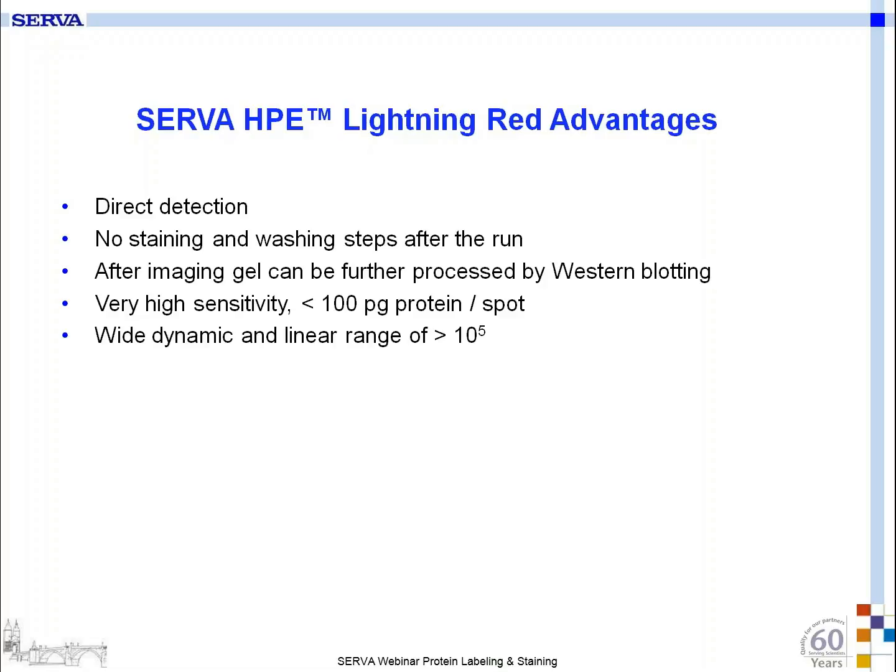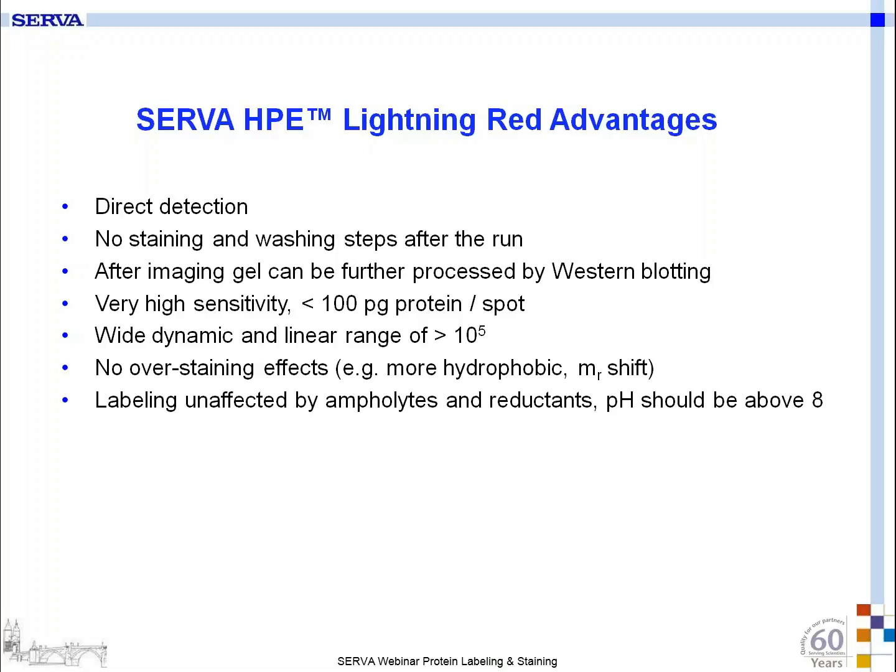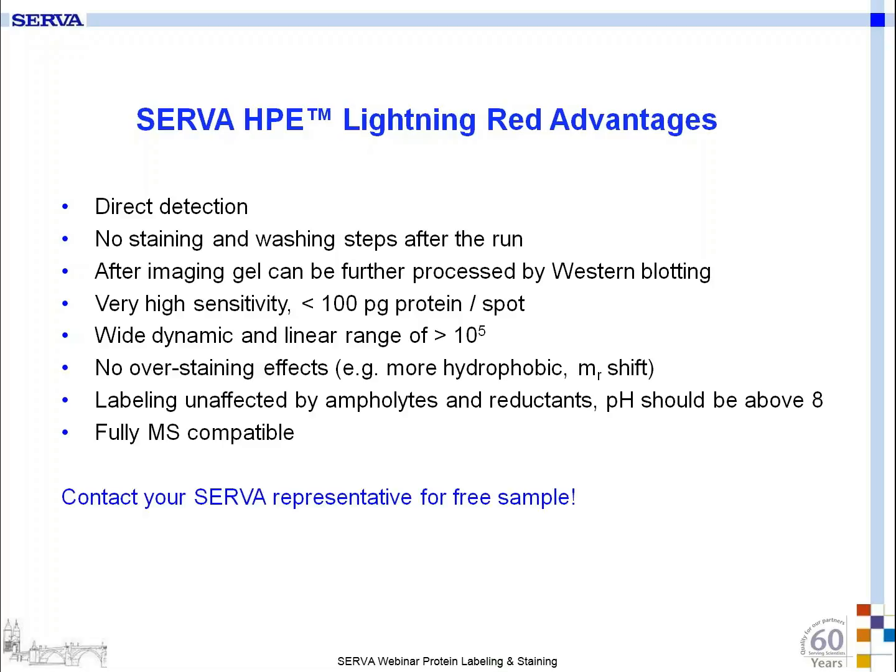You have a wide dynamic and linear range up to 10 to the 5. You have no overstaining effects like the Mr shift or else. The labeling is quite unaffected by ampholytes and reductants, but the pH should be above 8. This is what I explained before. And of course, not only Western blotting, but it's also fully mass spec compatible.